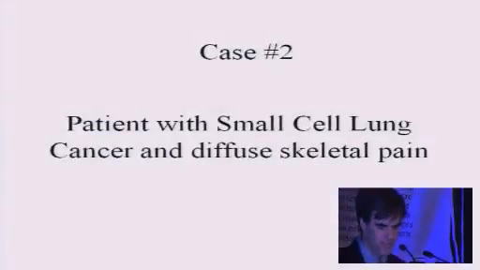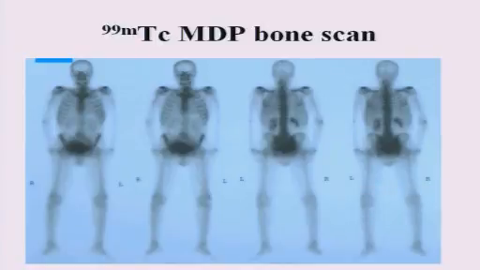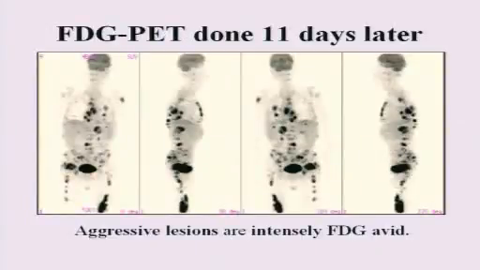Okay, I'm just going to finish with a patient with small cell lung cancer who has diffuse skeletal pain. Just to illustrate, small cell lung cancer is a very aggressive disease. The bone scan looks unremarkable, but the PET scan shows very extensive disease throughout the skeleton. This is small cell lung cancer, a very aggressive malignancy, and it's very intense on PET.